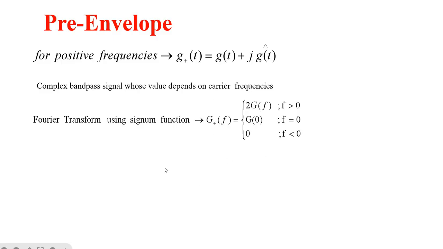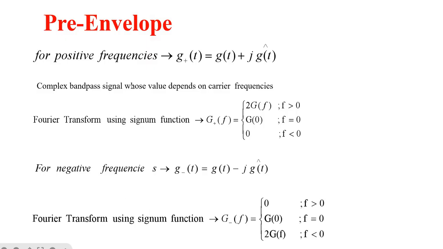How do we get this? Now this pre-envelope can also be represented as g minus of t is equal to g of t minus j g cap of t for the negative frequencies. When we are using the negative frequencies, we get the Fourier transform using the signum function as g minus of f is equal to 0 for f greater than 0, g of 0 for f is equal to 0, and 2 times g of f for f less than 0.